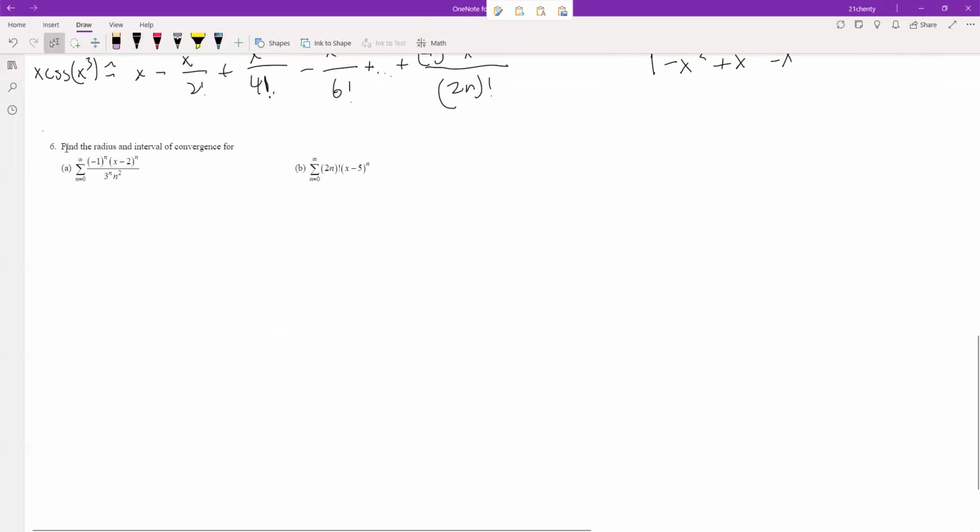Finding the radius and interval of convergence for these two series.